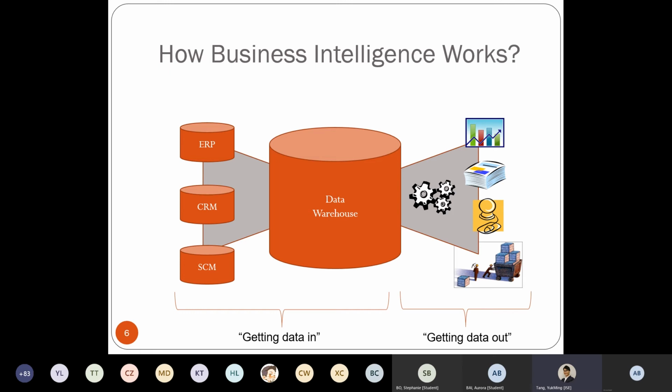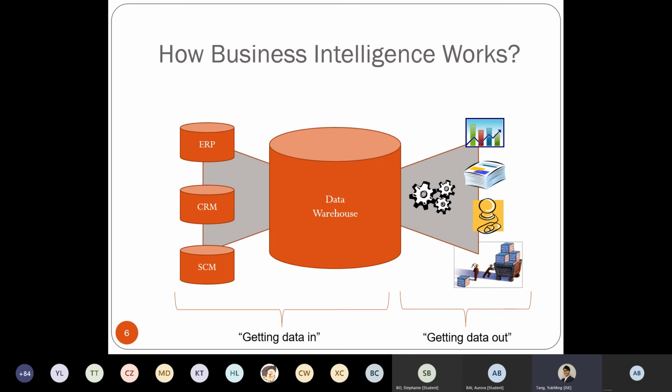Okay, so how does business intelligence work? This is the overall diagram related to business intelligence. In the middle, you can see a data warehouse. The data warehouse is very important because when you're making any decision, you need to have some information. You cannot make a decision without any information. So data or information is very important. When we talk about business intelligence, first of all, we have the data warehouse to store all the information and all the data.